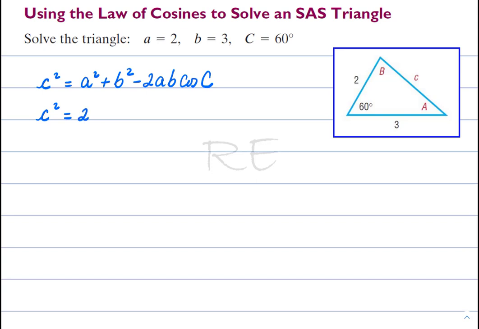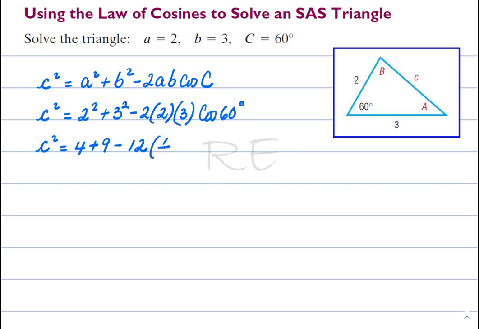C squared, we're looking for side C, is equal to 2 squared plus 3 squared, B squared, minus 2 times 2 times 3 cosine C, which is 60 degrees, cosine 60 degrees. C squared is equal to 4 plus 9 minus 12, and cosine 60 is 1/2, so 12 times 1/2.